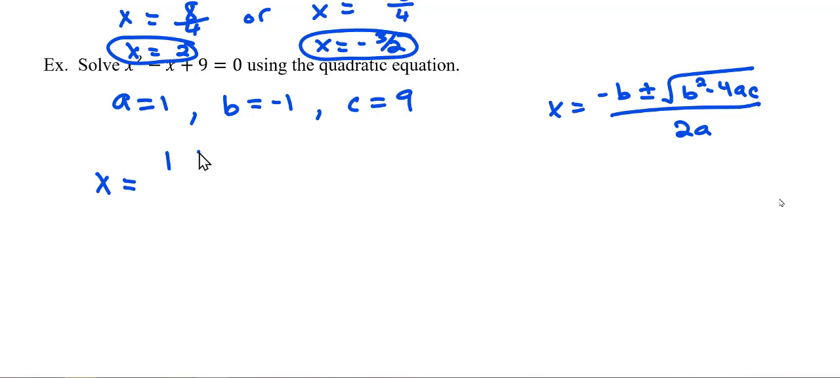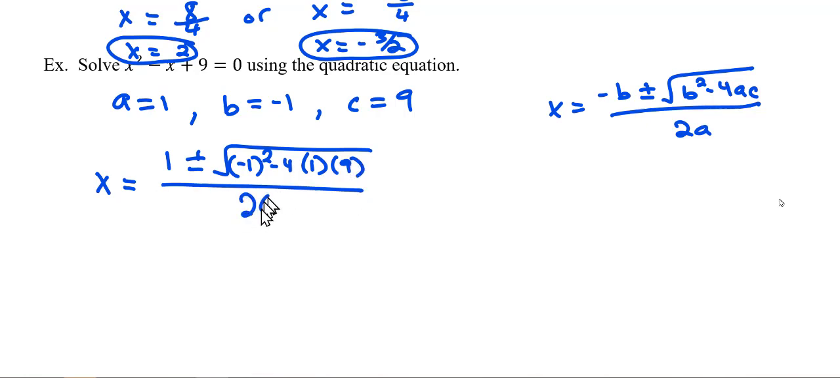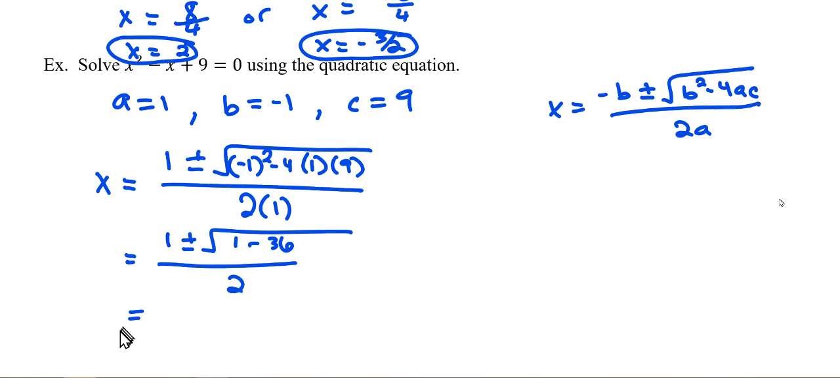This tells us x equals the opposite of negative 1, which will be positive 1, plus or minus, we got the same thing going on here, negative 1 squared minus 4 times a is 1, c is 9, all over 2 times 1. We have 1 plus or minus the square root of 1 minus 36, all over 2. Oh boy, what about this square root of negative 35 that we're getting here?